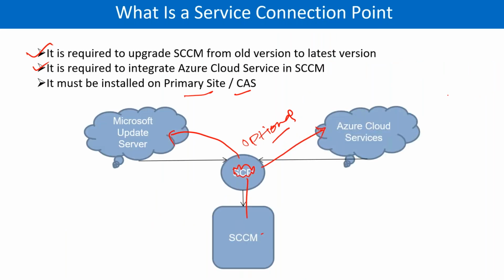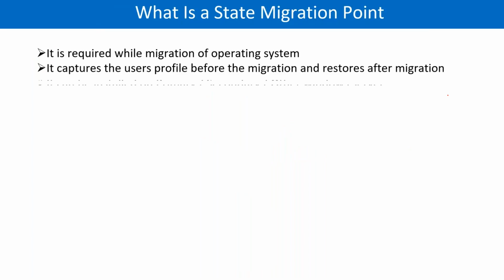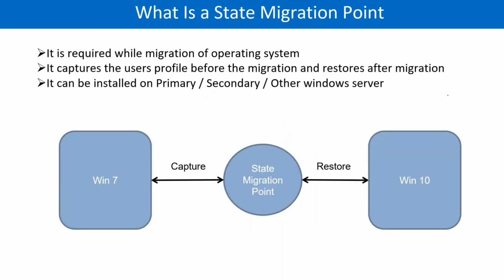Service connection point, we have already discussed. Now the last role for today is the state migration point. What is a state migration point? This is to capture user data from one operating system to another operating system. So it is required while migrating an operating system, either from Windows 7 to Windows 7, or Windows 7 to Windows 10, or Windows 10 to Windows 11.